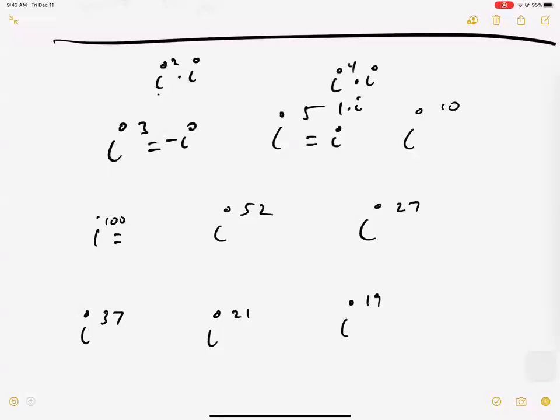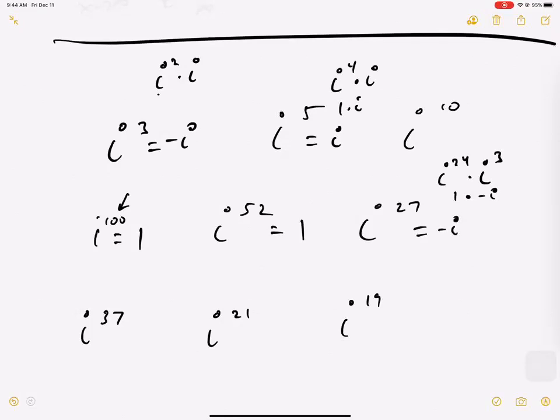Okay, i to the 100th. If it's divisible by 4, that means that's just 1. Is 52 divisible by 4? Yes, it is. So this is just 1. Is 27 divisible by 4? Nope. It is i to the 24th times i to the 3rd. So this is 1 times negative i. This is negative i.